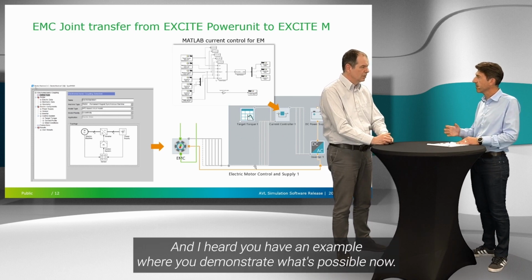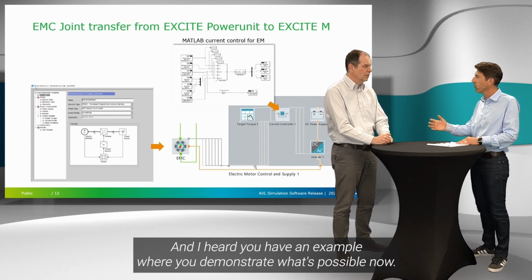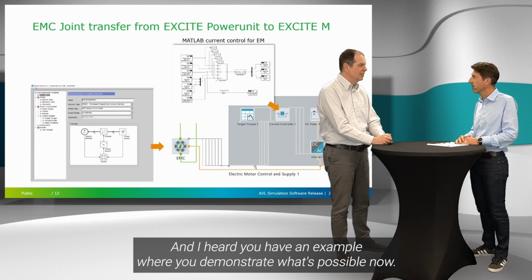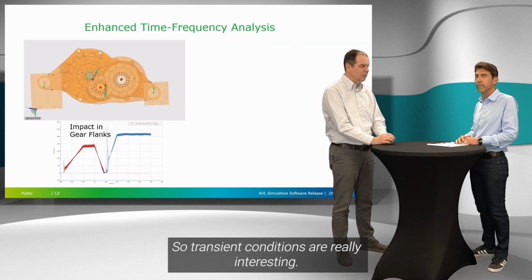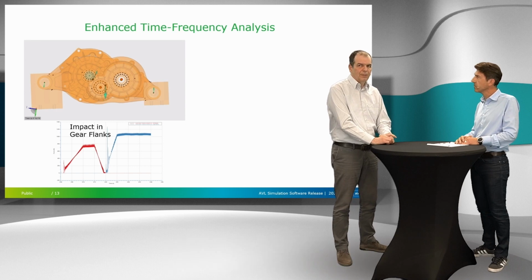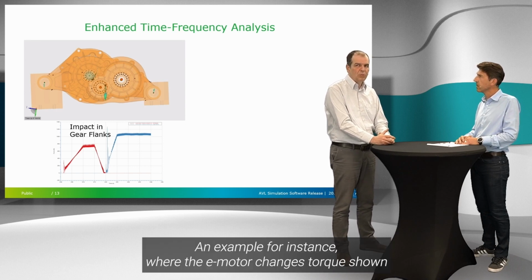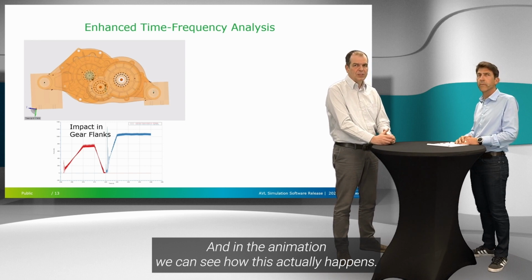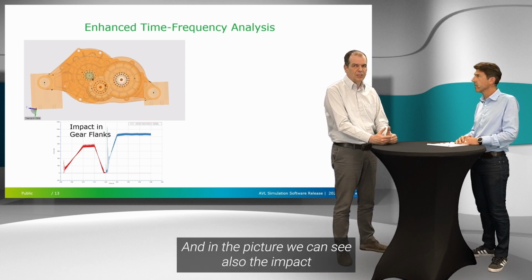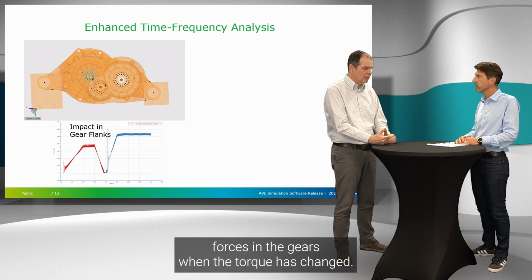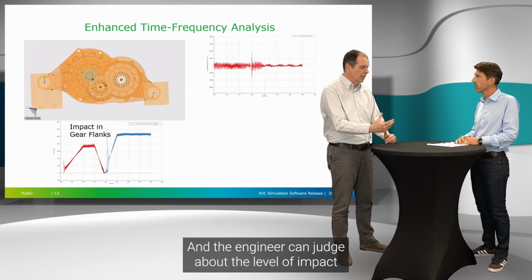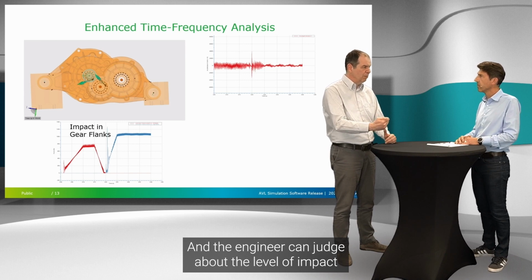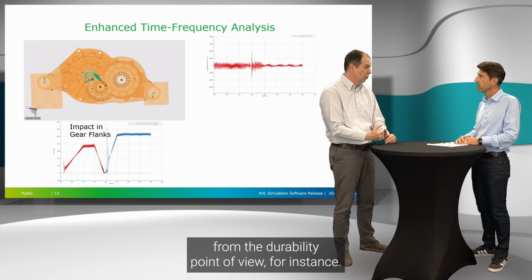And I heard you have an example where you demonstrate what's possible now. Exactly. So transient conditions are really interesting. An example, for instance, where the e-motor changes torque, shown on the graph. And in the animation, we can see how this actually happens. And in the picture, we can see also the impact forces in the gears when the torque has changed. And the engineer can judge the level of impact from the durability point of view, for instance.